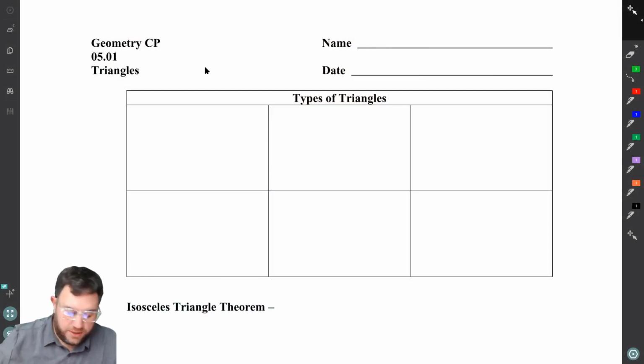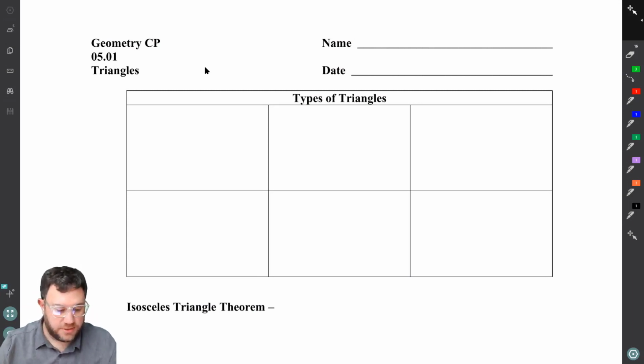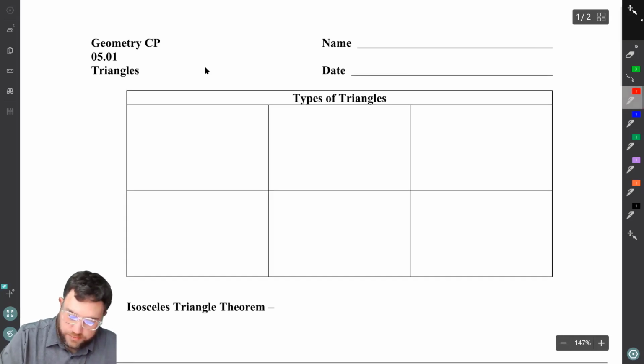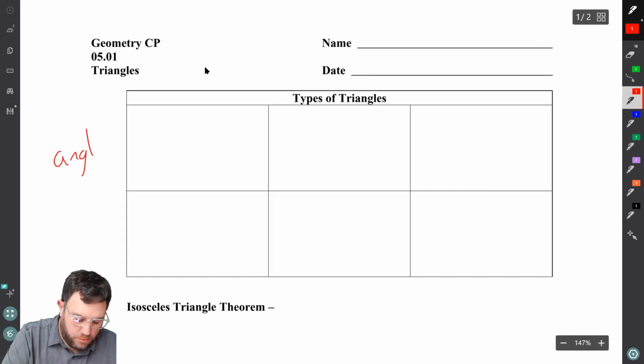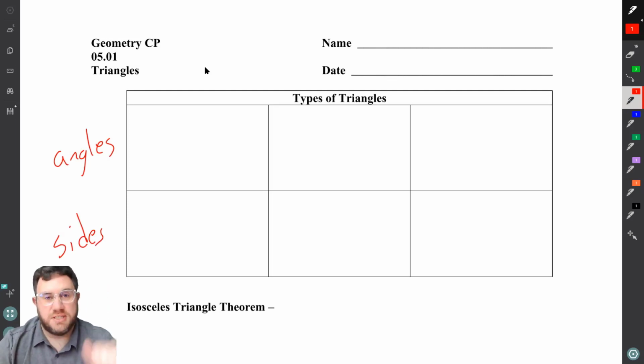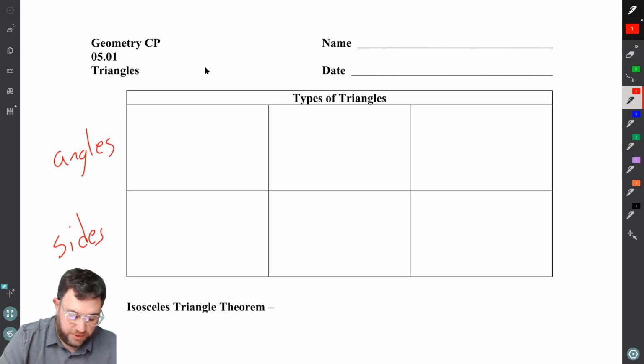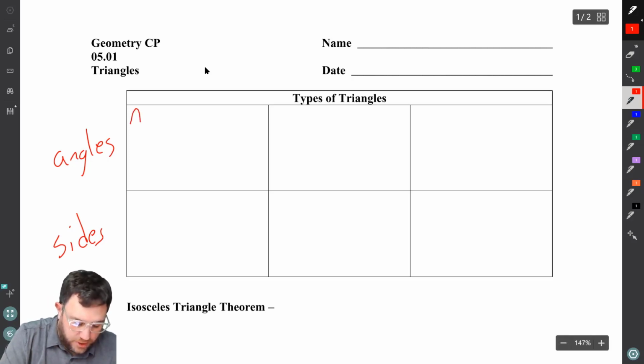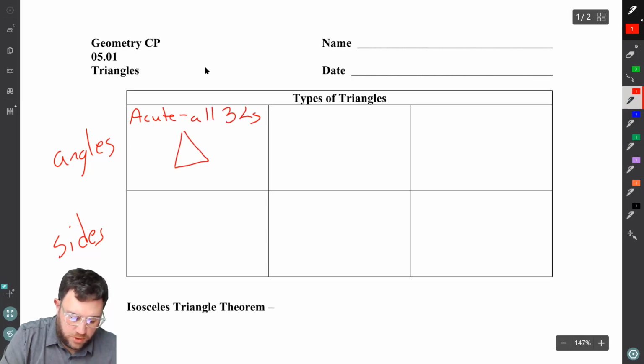Triangle. And we have several different types of triangles. They are classified either by their angles or by their sides. And most of these should be familiar to you. This first part is not anything new. But you can have an acute triangle to where all 3 angles are less than 90 degrees, so they're all acute angles.